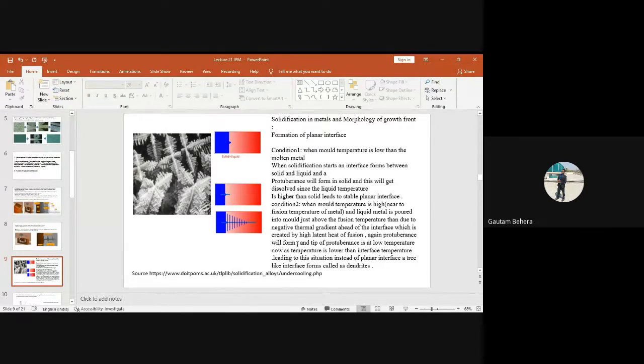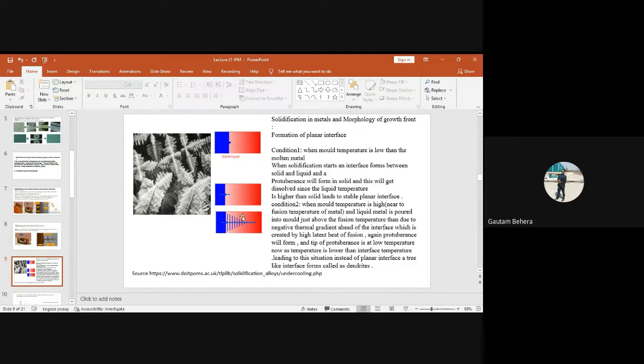And liquid metal is poured into the mold just above the fusion temperature, then due to negative thermal gradient, now the situation will happen. A negative thermal gradient will form ahead of the interface, which is created by high latent heat of fusion. So this is one of the reasons. Due to high latent heat of fusion, there will be a negative thermal gradient ahead of the interface, right? Negative thermal gradient means, you understand? Basically, liquid has high temperature, solid has low temperature. But due to this high latent heat of fusion, there will be a negative temperature gradient at the interface.